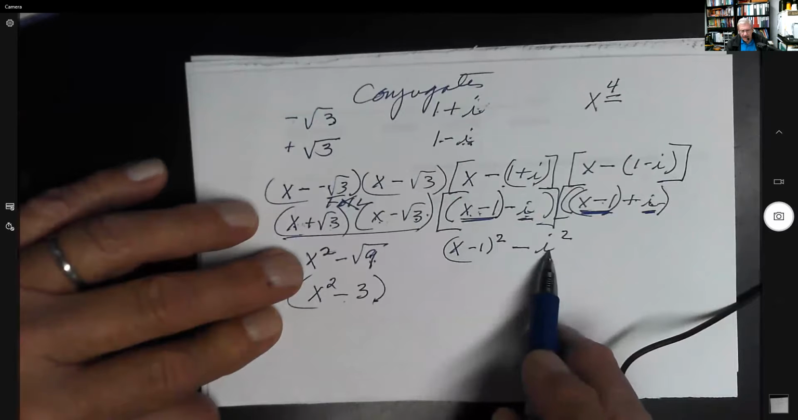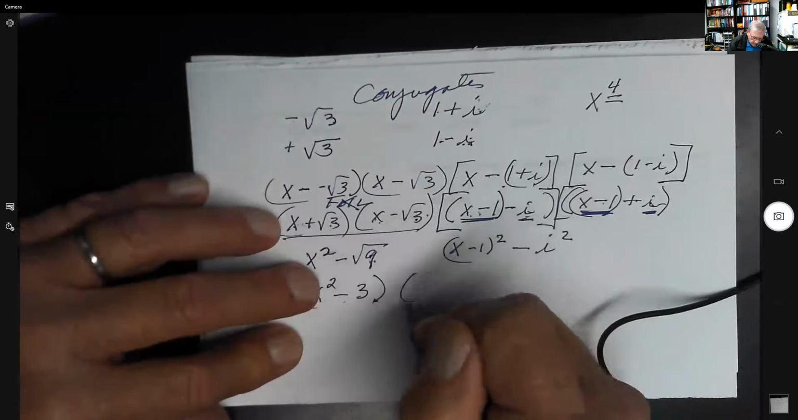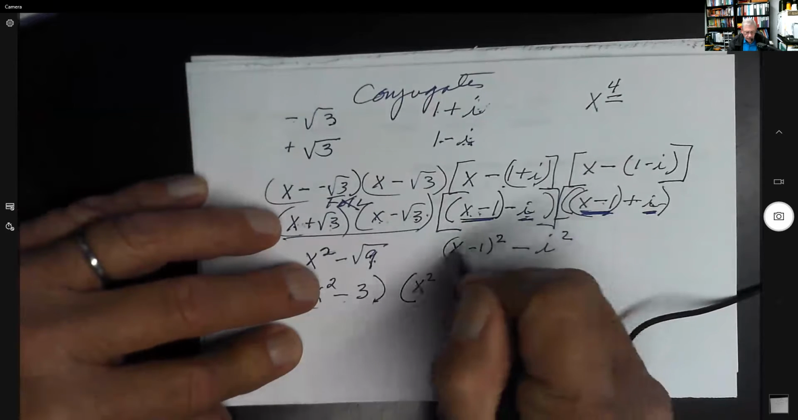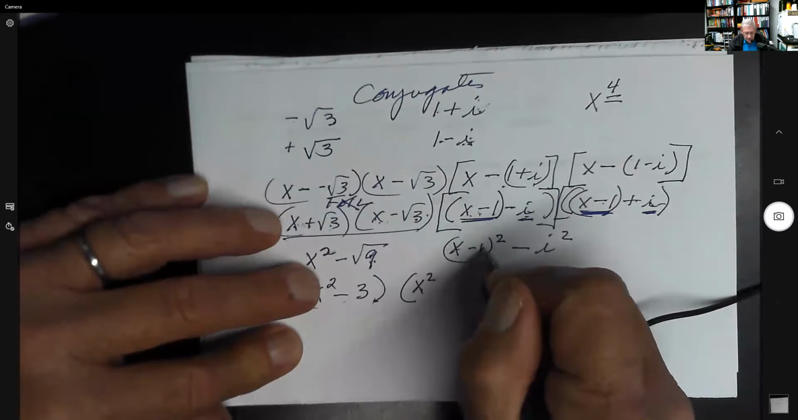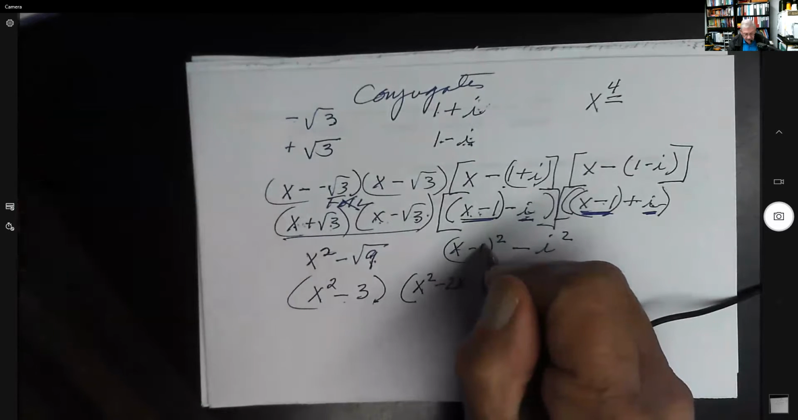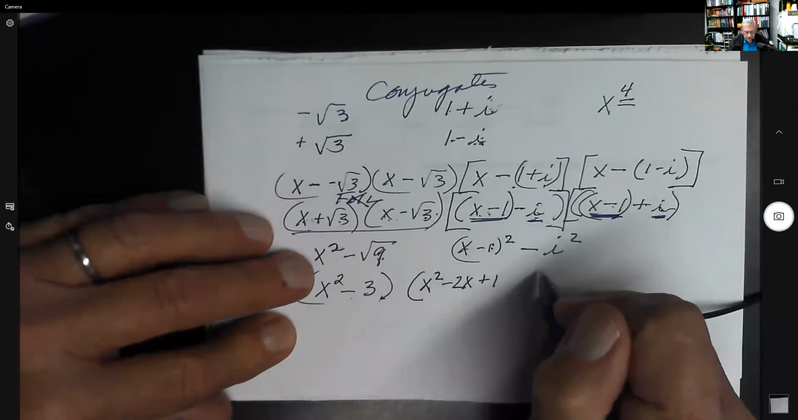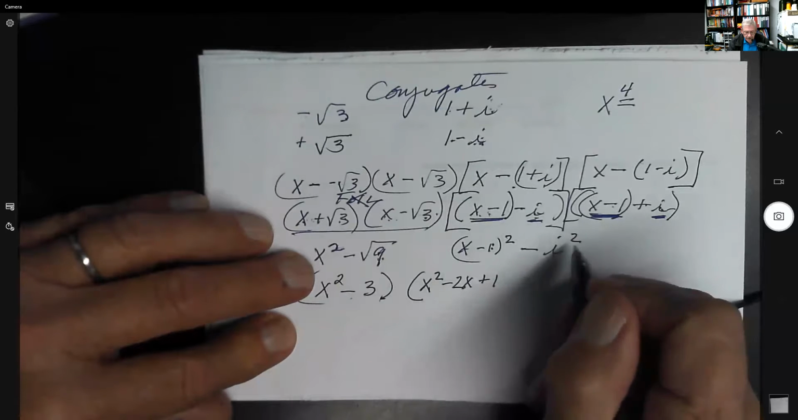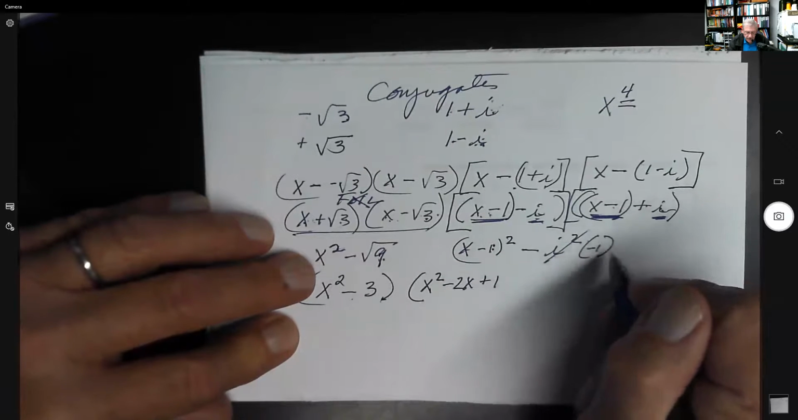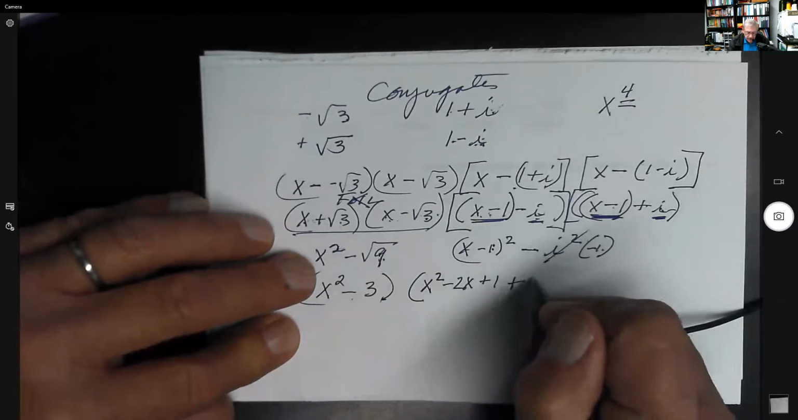Now let's expand that out. What is x minus 1 squared? Well, that's the square of a binomial. Square the first, multiply these together and double, and then square the last. Negative 1 times negative 1 is plus 1. And i squared, what do we know about i squared? i squared is negative 1. So this would be minus a negative 1, which would be plus 1.